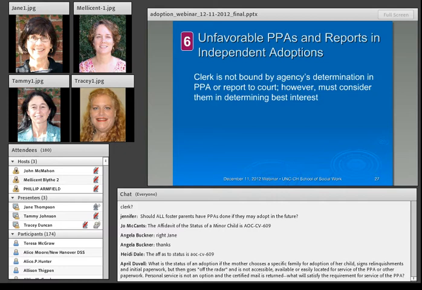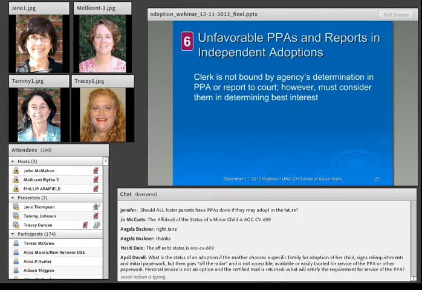What happens when you get unfavorable pre-placements and reports in independent adoptions? Again, I don't think you're going to get many unfavorable pre-placement assessments. That obviously is a huge problem, but it's not terribly unusual to get unfavorable reports in some independent adoptions, specifically relatives and step-parent, or the phone calls I get. I think it's important to recognize that the clerk is not bound by the agency's determination in either of those. However, you must consider them in determining best interest.